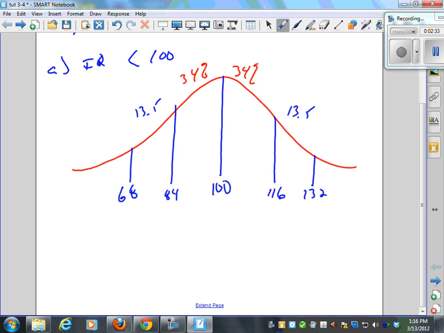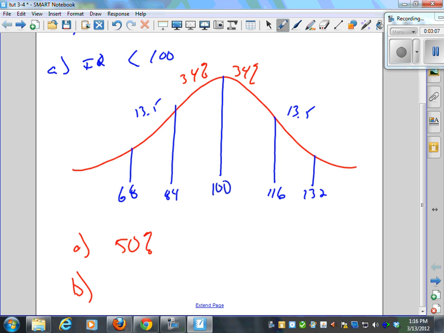So now the first question, less than 100. Well, I can actually do this without doing any adding. What percent of people are going to have a score of less than 100? 50. Exactly 50. So part A is exactly 50%. Half of the people are going to be below average. Let's just leave it as below an average score.